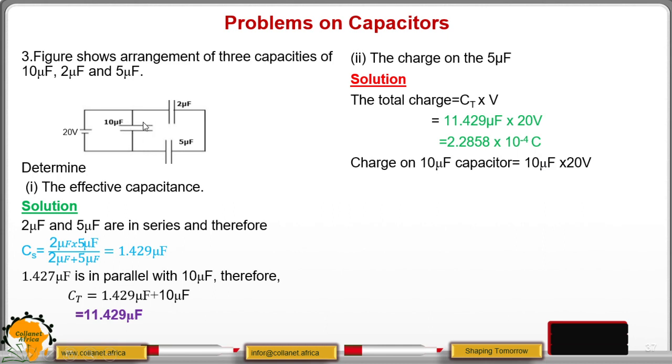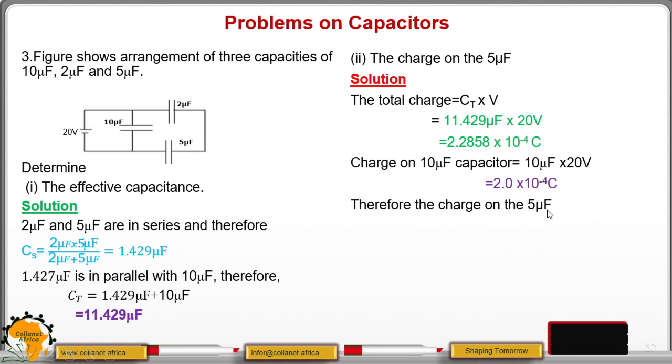Then the charge on 10 microfarads. Remember, if you look at this one, it is in parallel. Therefore, the voltage across here is the same as the voltage of our external source. So the voltage is 20. Therefore, we can get the charge. Our Q equals CV. So our charge for this one is 2.0 times 10 to the power negative 4 coulombs.